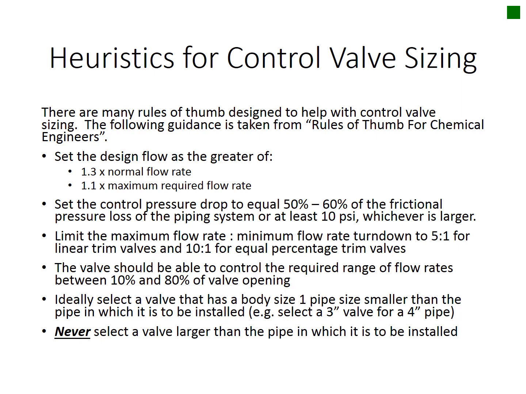Ideally, the valve should have a body size of one pipe diameter size smaller than the pipe in which it's installed. For instance, if we're installing a valve in a 4-inch pipe, we should select a valve body of 3 inches. Never ever select a valve that's larger than the pipe in which it's to be installed.